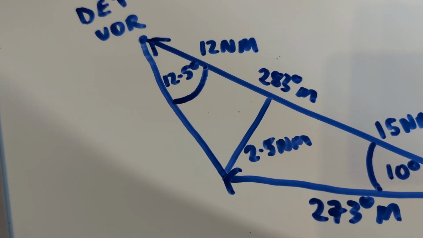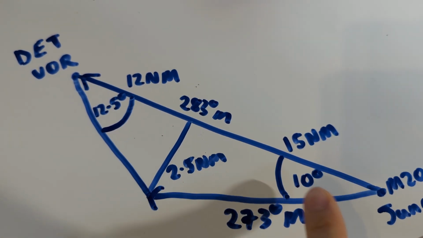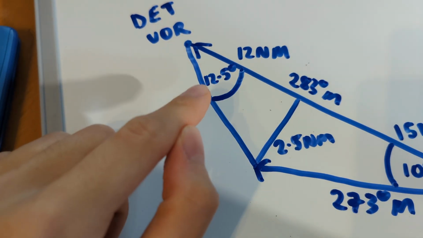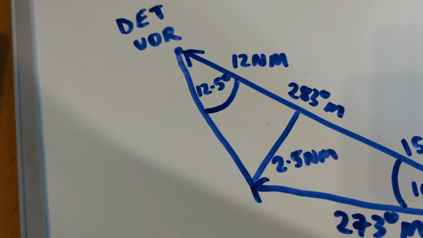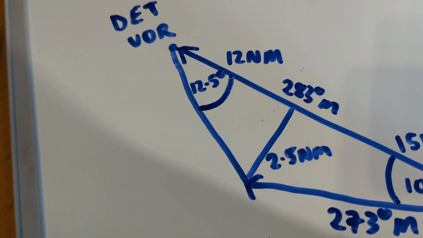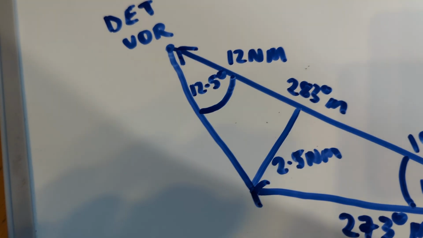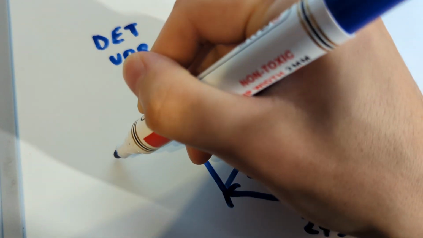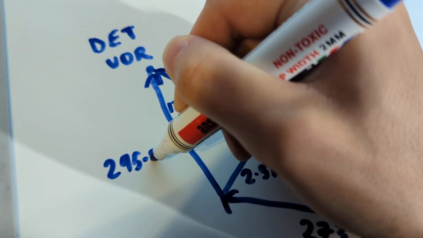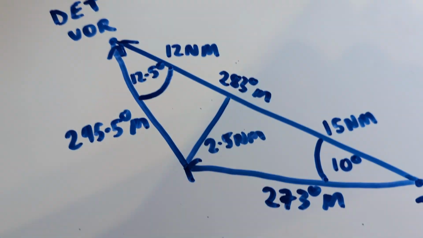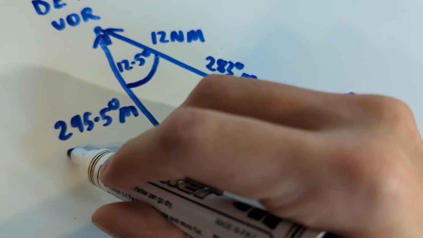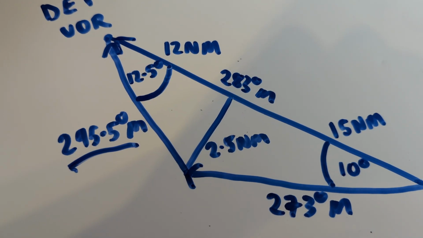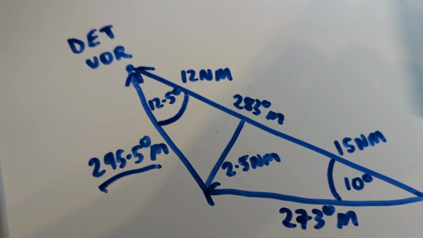273 plus the 10 degrees, which gives us the heading if we were to fly parallel to the track, but then we'll also need to add 12.5 degrees. So 273 plus 10 plus 12.5 gives you an answer of 295.5 degrees, and this is all magnetic. So therefore, this is your final answer here. Looking at the options available, 296 is the closest one, and 296 is the correct answer.